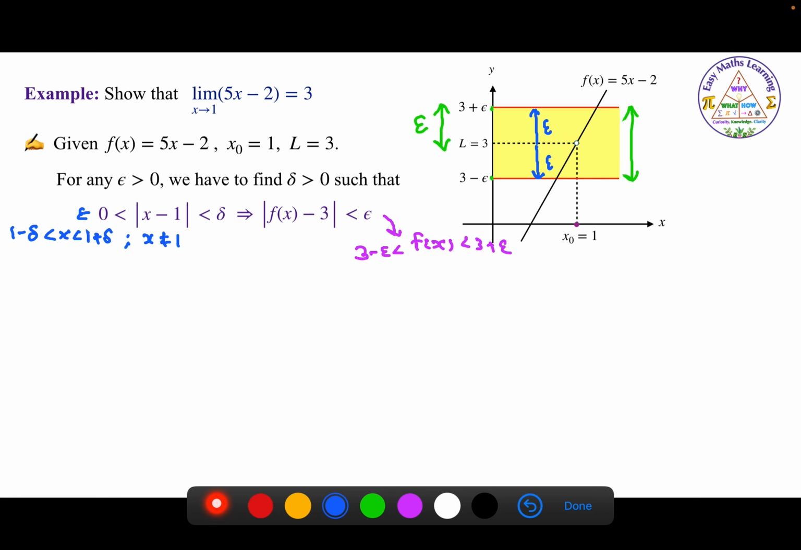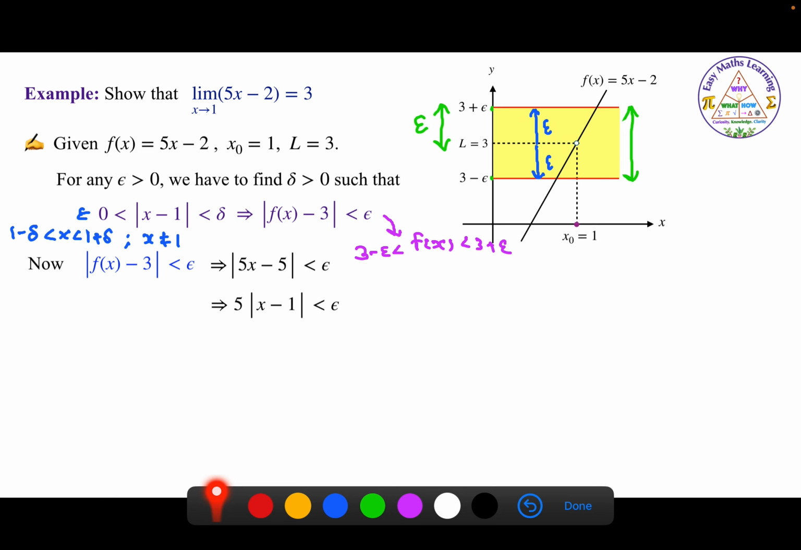That is, function values are epsilon distance above and epsilon distance below L equal to 3. Now our aim is to find the delta for this epsilon. How to find it? We find delta by working backward from this epsilon inequality. Solving this epsilon inequality, putting the value of f of x, which is 5x minus 2, minus 3, we get modulus of 5x minus 5 less than epsilon.